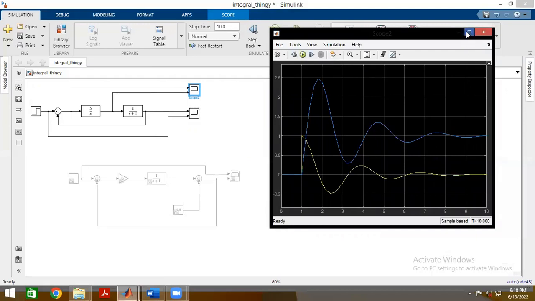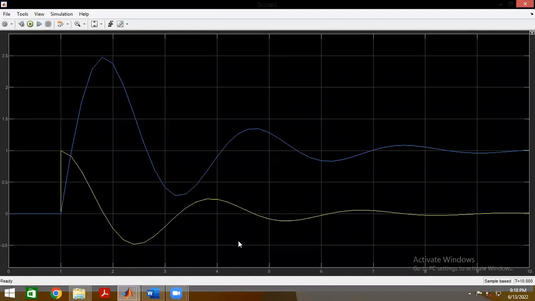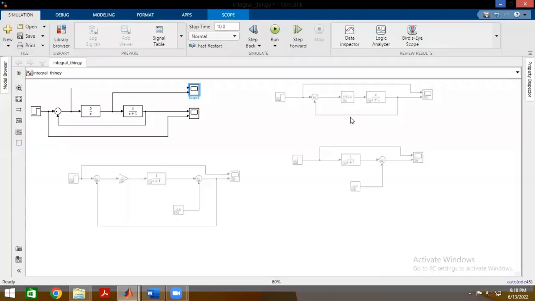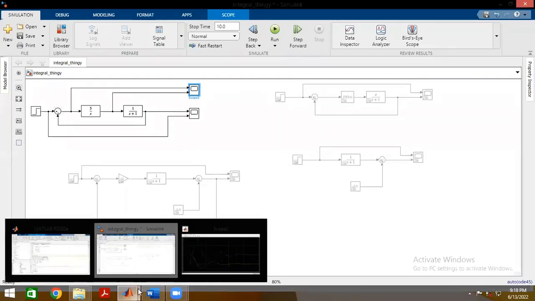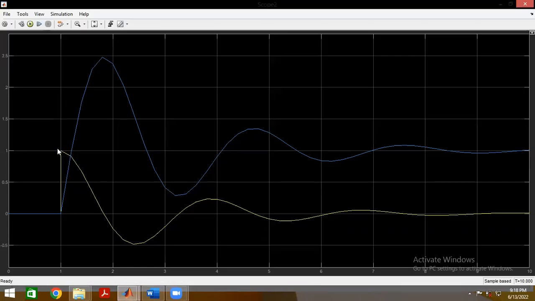Let me just maximize this so that it's clearer. This yellow graph, the error term or the error function, starts out at 1, because when you just start running your simulation, you've got no output. Your output is essentially 0. So you just have this reference at 1. So 1 minus 0 is 1. And that's why this starts out at 1 over here.